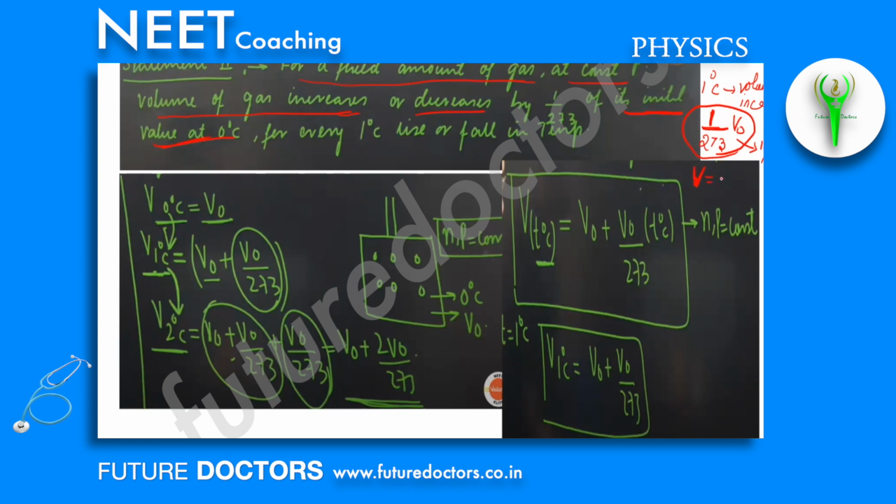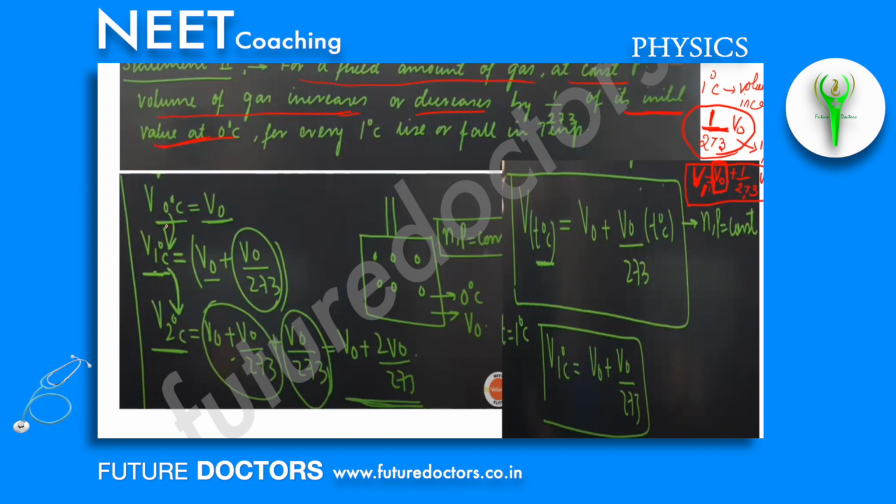So initial volume is V naught. So V naught plus 1 by 273 into V naught. So now this is the new volume at V1, at 1 degree. Originally at 0 degrees, this much volume was there. When you increase the temperature by 1 degree, it increases by 1 by 273 of its initial value. So this much is the increase. So original value plus increase will give you the new volume V1.